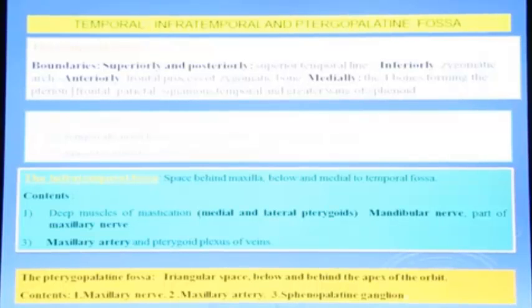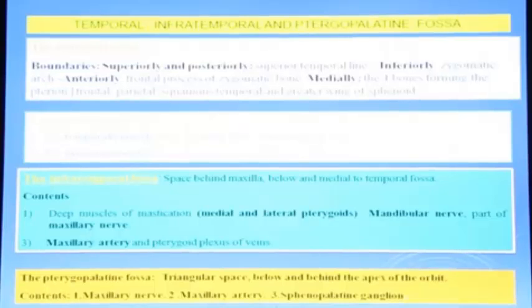What are the contents of the temporal fossa? Temporal muscle covered by temporal fascia. Temporal muscle arises from the floor of the temporal fossa. So the whole floor of the temporal fossa is the origin of the temporalis muscle. And the masseter muscle arises from the zygomatic arch. This is the temporal fossa.